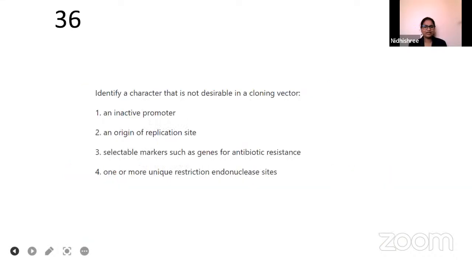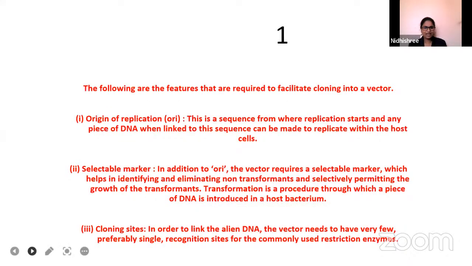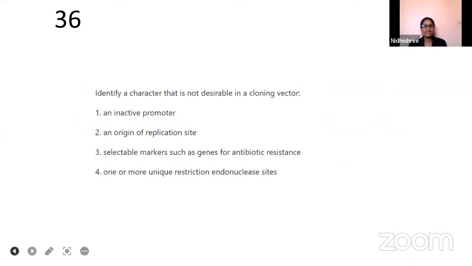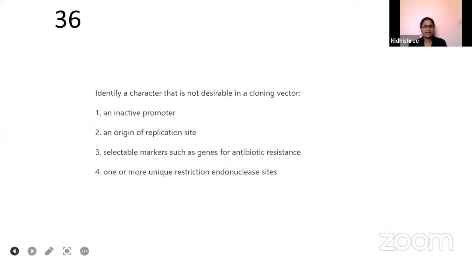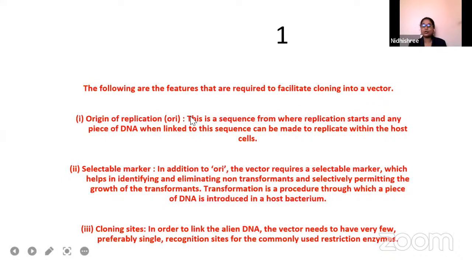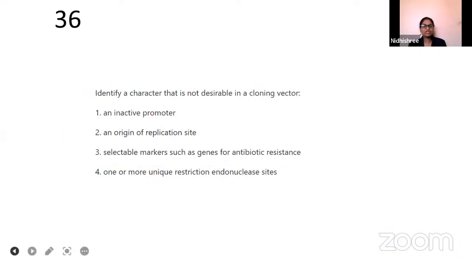Okay. So here, an origin of replication site is there as a feature or characteristic. Then selectable marker is there as a feature. Then cloning site, that is one or more unique restriction endonuclease sites, is also a feature of the cloning vector. So which is not a feature? Option 1, an inactive promoter, is the answer.